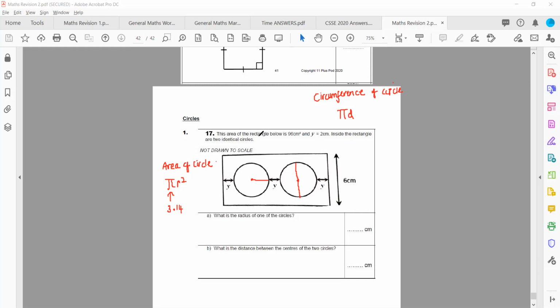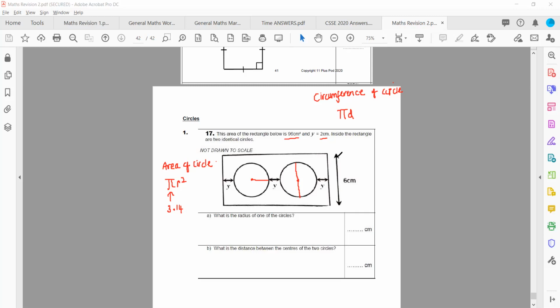Now, this question here is basically looking for you to recognize what you would know about the diameter and radius of a circle. So you've been told the area of the rectangle below is 96 centimeters squared, and y equals 2 centimeters. Inside the rectangle are 2 identical circles. What is the radius of one of the circles?